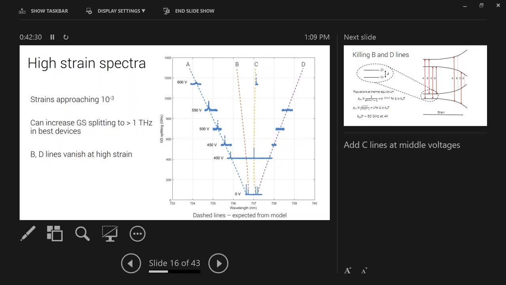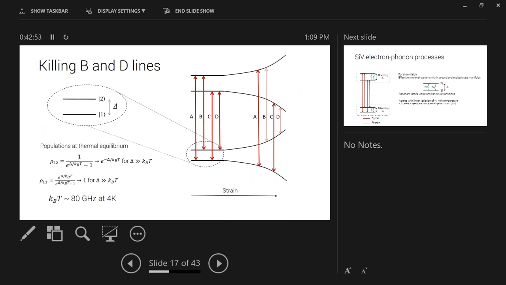What we see is that at high strains of the order of 10 to the minus 3, 2 of the optical lines actually disappear. We label these A, B, C, D usually in the SIV literature. And these two lines, the second one and the fourth one, the B line and the D line, vanish. I'd like to talk a bit about why this happens, and it's fairly simple. This is a primer for what's going to come next in terms of the spin.